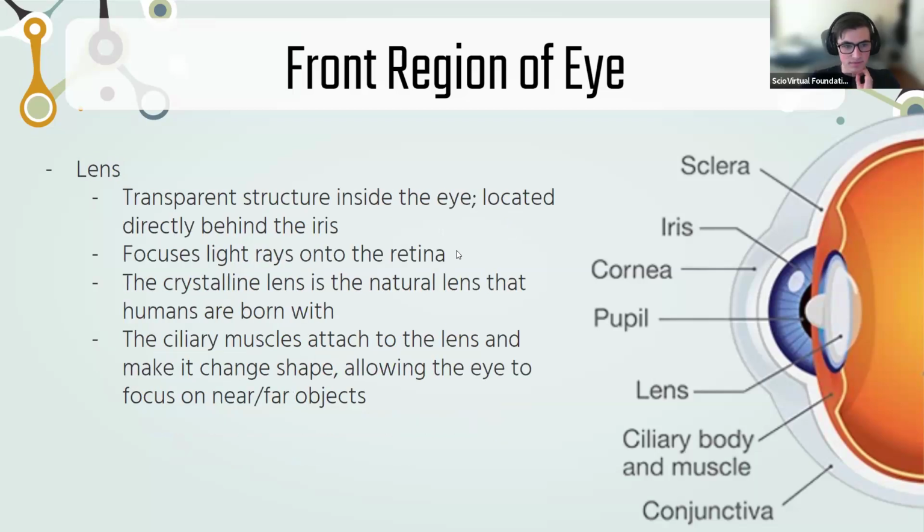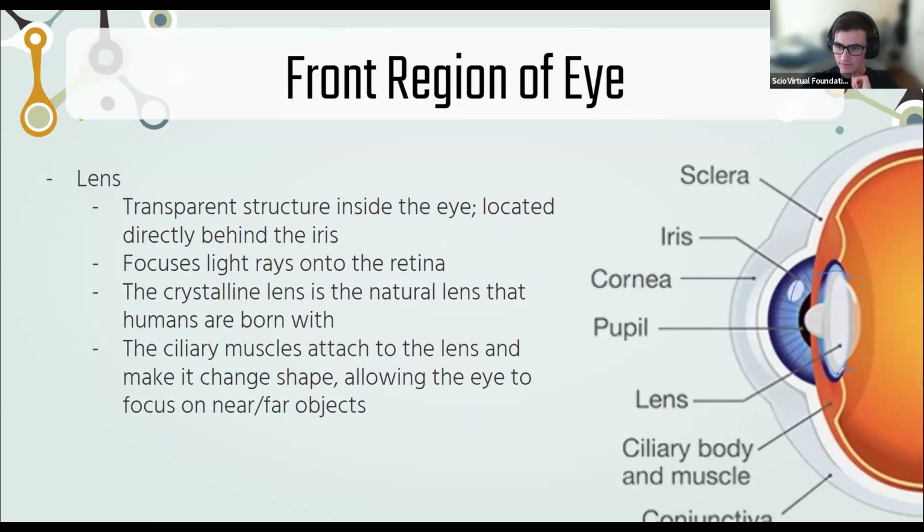Next up is the lens. The lens is the other 1/3 of the refractive power compared to the cornea. And it's located directly behind the iris, just like the iris is located right in front of the lens. It's right here, labeled in the diagram. Right here, right? Iris and lens. And then it's a natural lens that we're all born with.